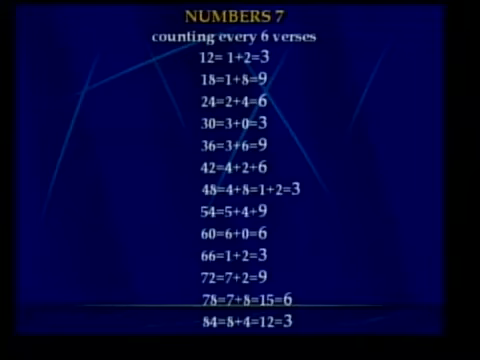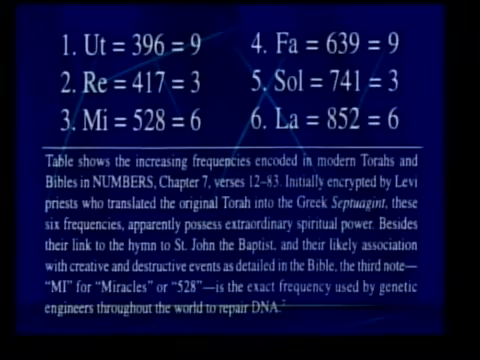It's there, okay? So if you take verse 12, and you go 1 plus 2 is what? 3, right? Verse 18, 1 plus 8 is what? 9. Verse 24, 2 plus 4 is what? 6. What do you get? 396. Isn't that exactly the frequency of ut?